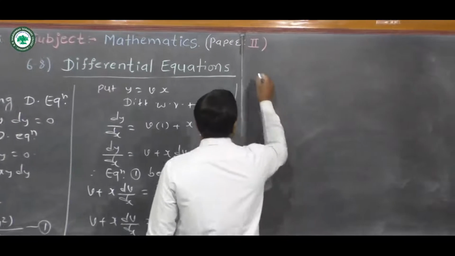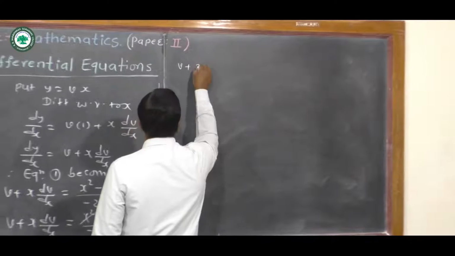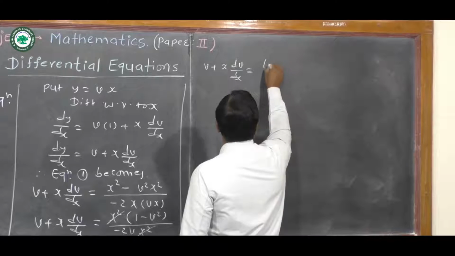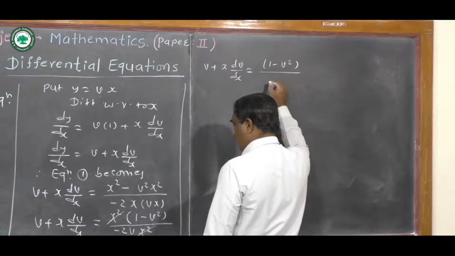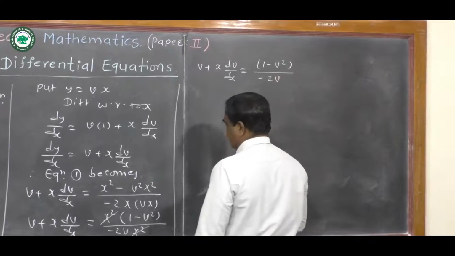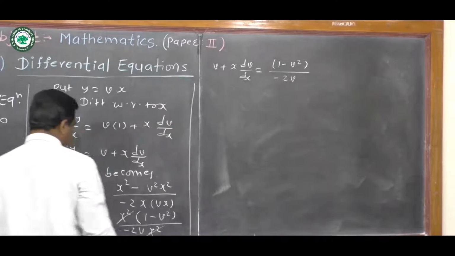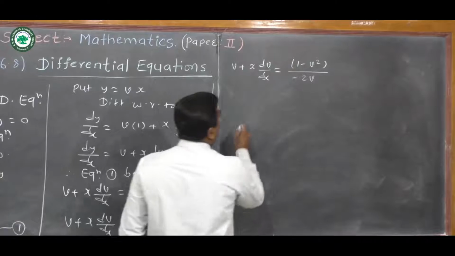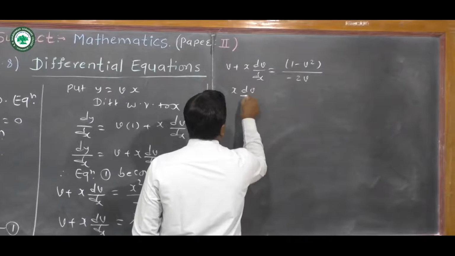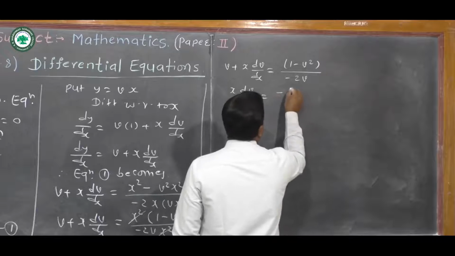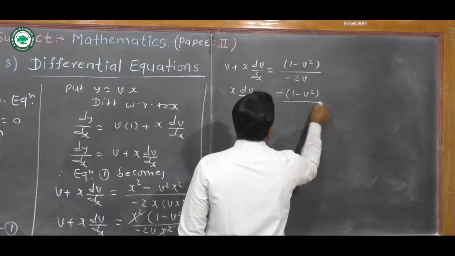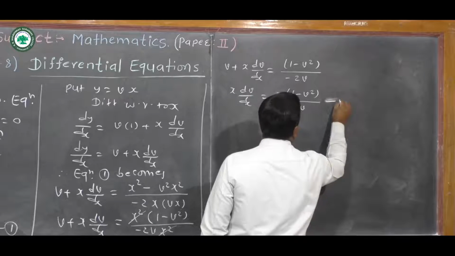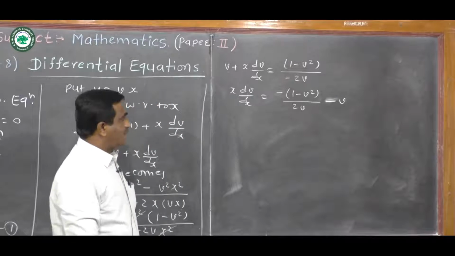Now write down the remaining terms. v plus x into dv by dx is equal to 1 minus v square upon 2v. Now take the term of v to the RHS, that is, x into dv by dx is equal to 1 minus v square upon 2v minus v.